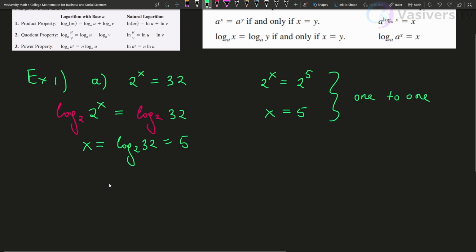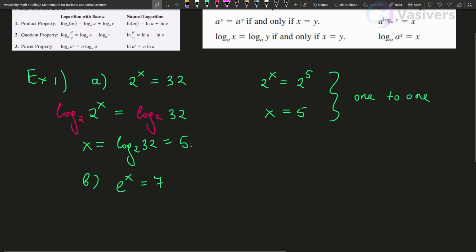So let's take a look at example B. If we have e to the power of x is equal to 7, remember, Euler's number is 2.718... Here we cannot really express 7 as a power of e, so here we would actually have to use only this method.